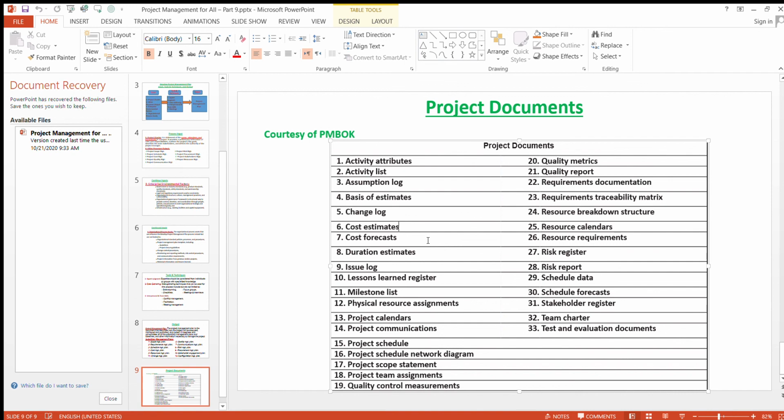The second one is the schedule baseline, which is the approved version of the schedule model that is used as a basis for comparison to the actual results. And the last one, the cost baseline. The cost baseline is the approved version of the time-phased project budget that is used as a basis for comparison to the actual results.